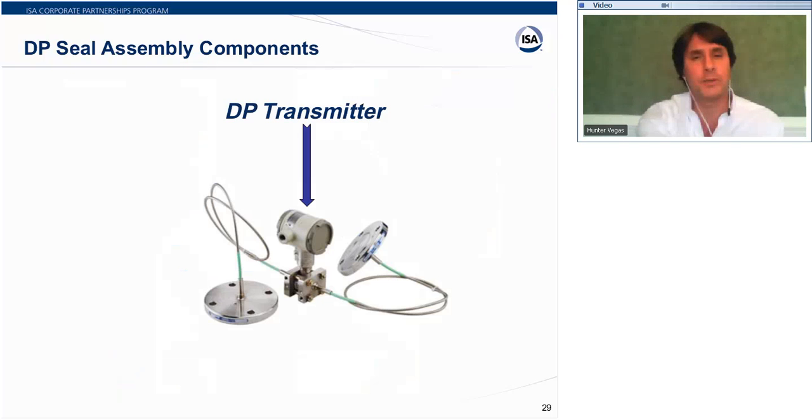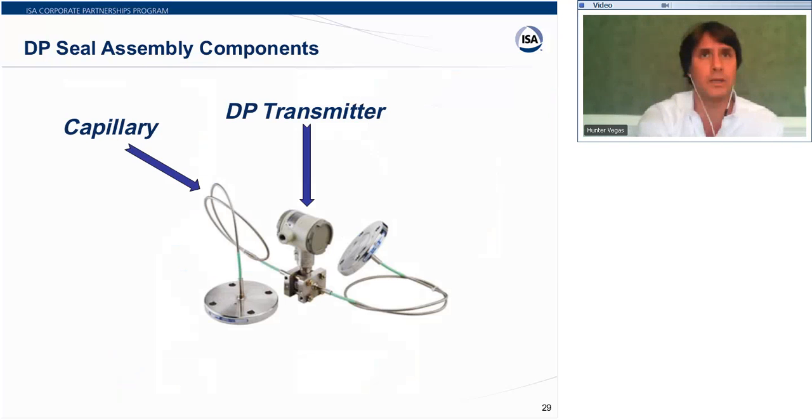Of course, you've got the differential pressure transmitter. It's a standard transmitter. There's nothing special about one that's used in the seal systems. They usually just take any one and then hook up the seals to it. You've got the capillaries. The capillaries are flexible, usually stainless steel. They're fairly small, but they can be different size diameters. Some of them are covered in a Teflon coating to protect them from corrosion.